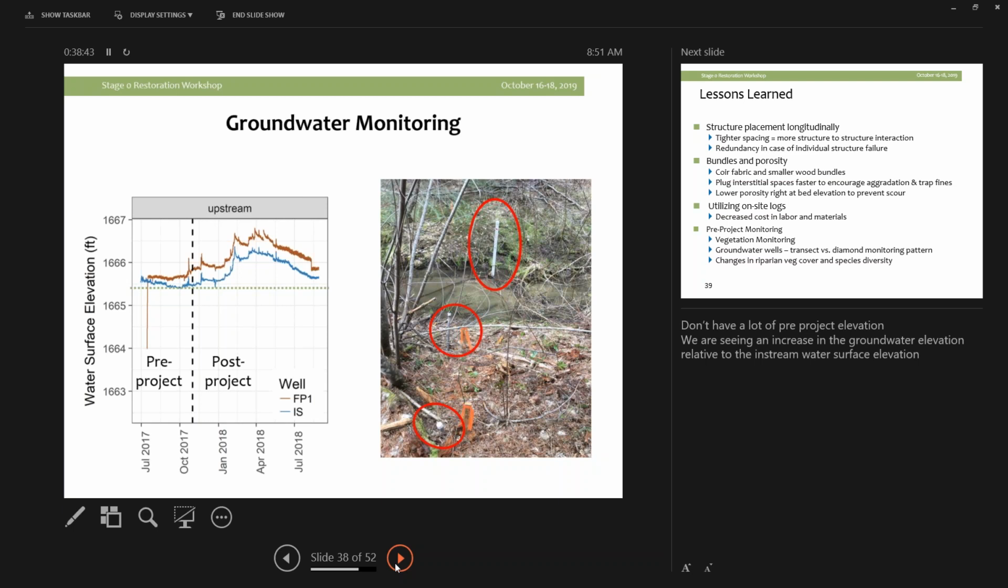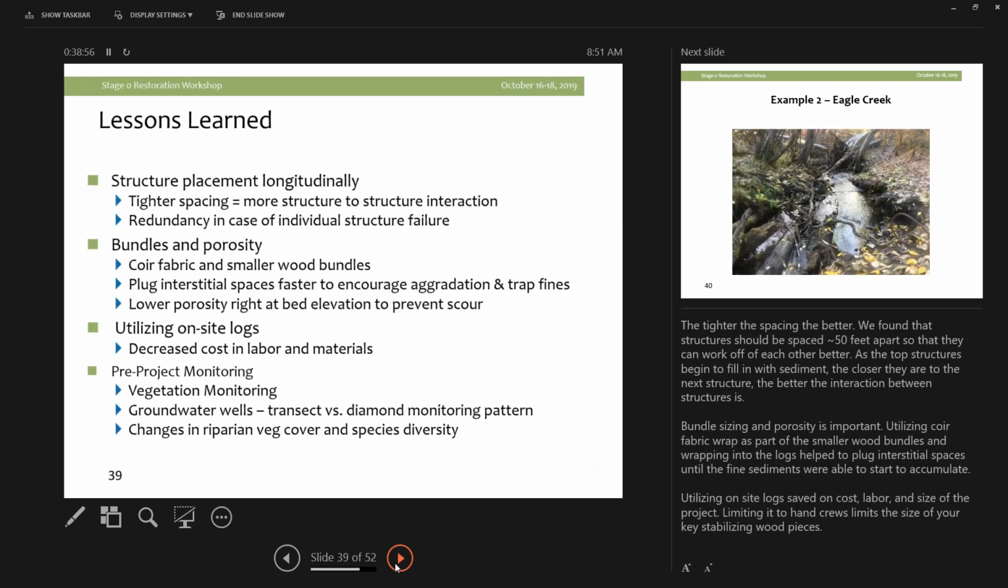Are you measuring temperature upstream and downstream? We are not measuring, or are we? No, we do have temperature in the loggers that we're using, right. Temperature. Right. Haven't looked at that data clearly.